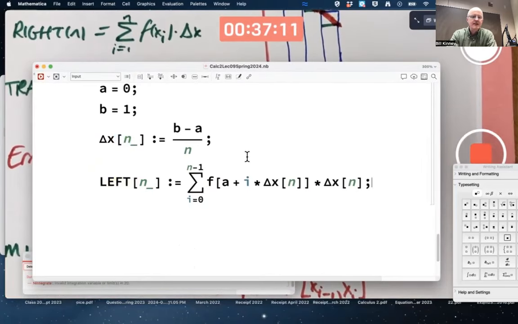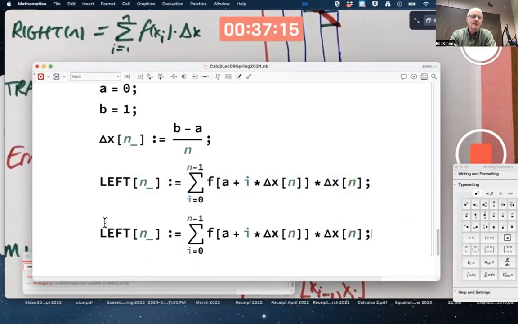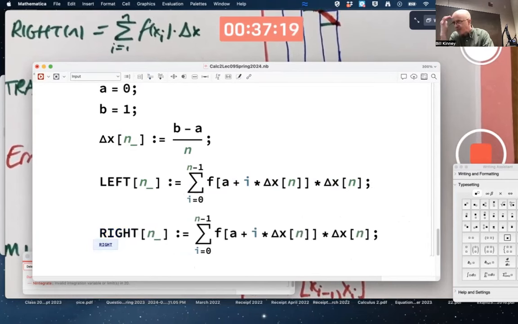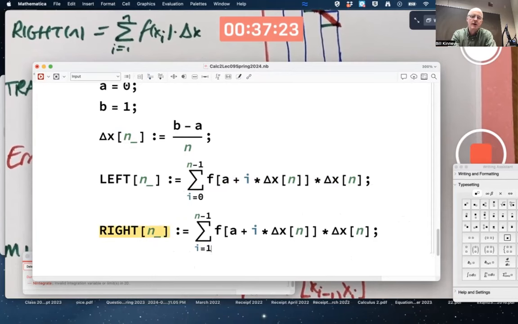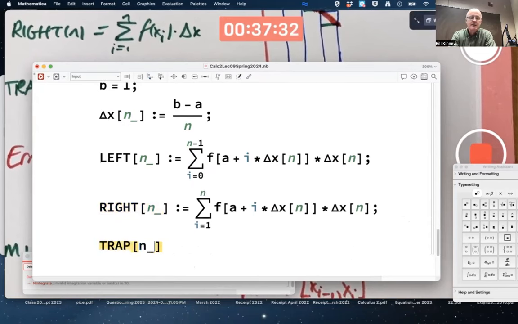Once I got that typed in, I can do the right one pretty quickly because I can copy and paste. The semicolons technically suppress output, but you can also think of them as separating the different lines of code here, the equations. Change the 0 to a 1, change the n minus 1 to an n, and then you have right. Trap is going to be the average of those two.